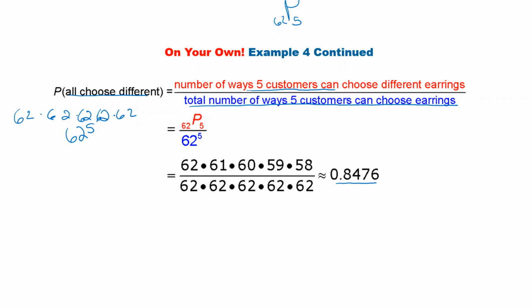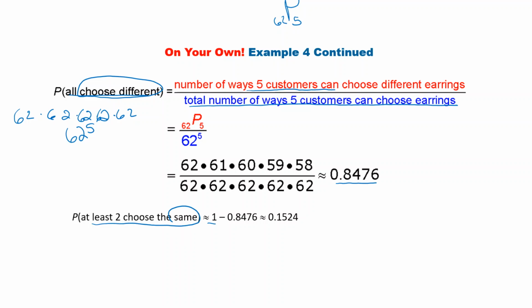But this is the answer to the probability that all choose different. And my question said, what is the probability that at least 2 choose the same? So I'm going to use the difference, okay? So at least choose the same.